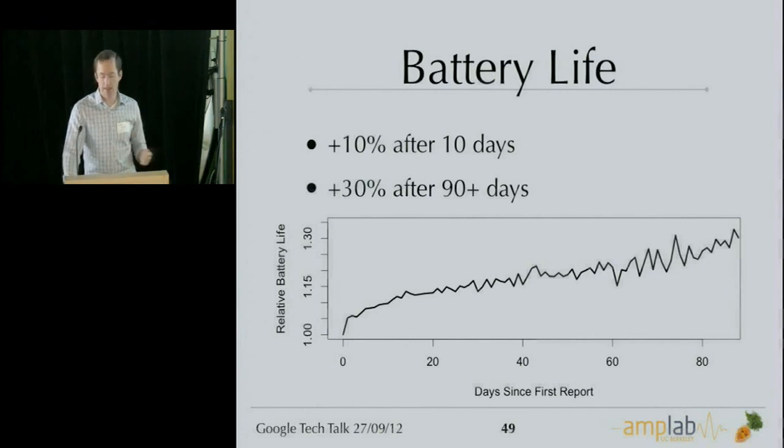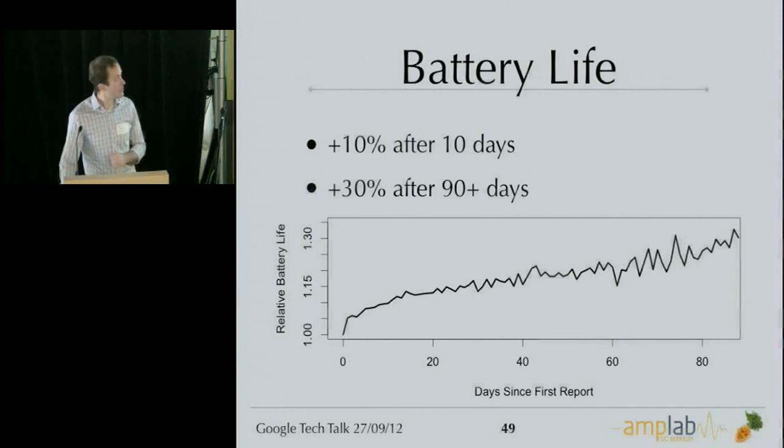But in aggregate, what it says is that after 10 days, the average Carat user sees about 10% more battery life. And then after 90 days, it sort of creeps up to about 30%. So this is a significant improvement in battery life. There are obviously a number of caveats with this. So the first is that we have a very biased sample of the population. This is users who sought out and installed and then continued to run Carat for 90 days or more. So frequently these users had pretty bad battery life to begin with. So the baseline may have been quite low.